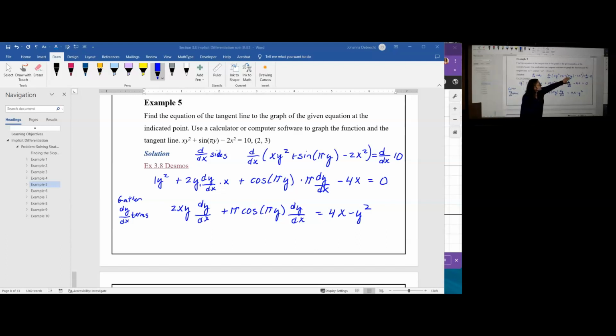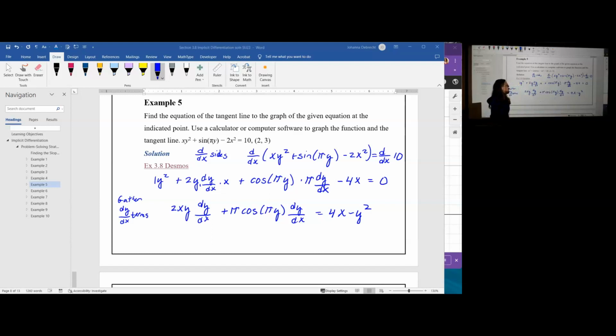Outside is sine, the inside is pi y. Remember, pi is just a constant. So I get cosine of pi y, which brings the inside, times the derivative of pi y, which is pi dy/dx. The derivative of the third term, negative 2x squared, is negative 4x. And the derivative of the constant 10 on the right is 0.